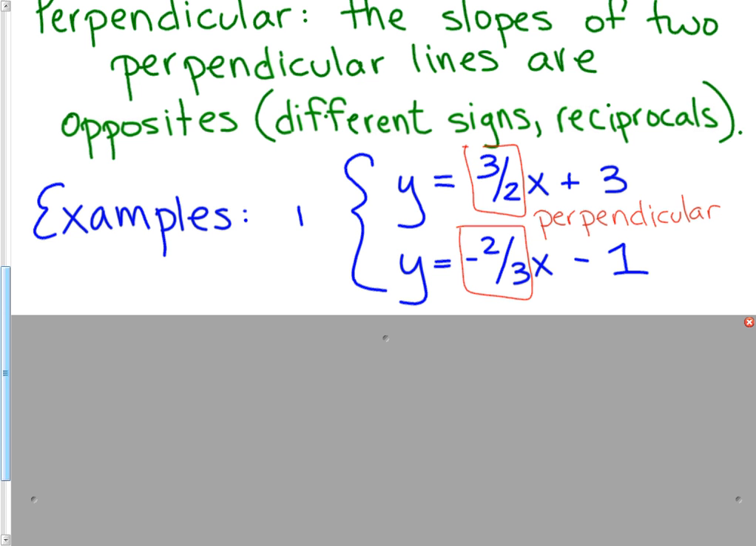Okay, they must be complete opposites. So 3/2 and 2/3 are not complete opposites because they're both positive. In order for them to be perpendicular, one has to be negative, one has to be positive.